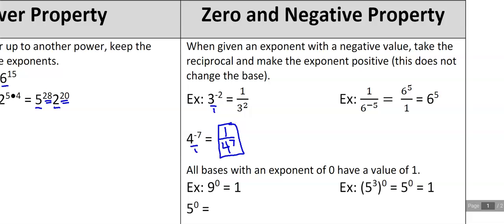All right, so probably the easiest one on here is the 0 property, which says that all bases with an exponent of 0 will have a value of 1. So anything to the 0 power is equal to 1. If you have to do anything like multiply, in this example, 0 times 3 will still give you an exponent of 0, and therefore it's equal to 1 overall. So anything to the 0 power is 1.